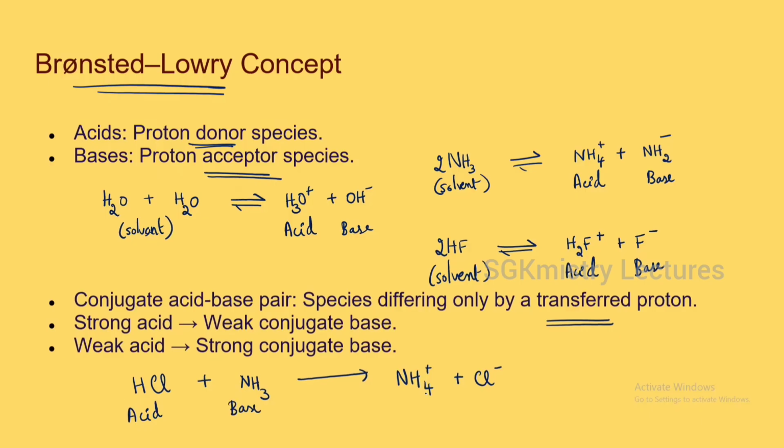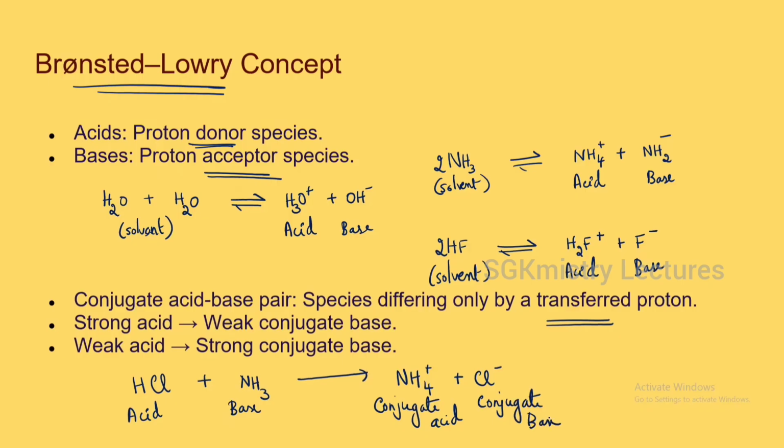On the product side, if you look in detail, we know without any doubt that NH4+ can donate the proton now and Cl- can accept the proton. So NH4+ is nothing but the conjugate acid. And Cl- can accept the H+, so this acts as a conjugate base, right?